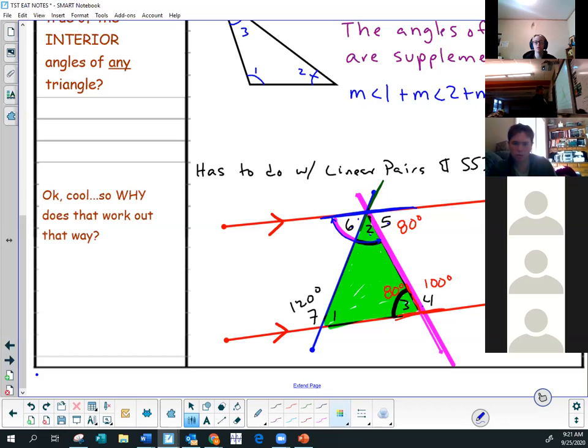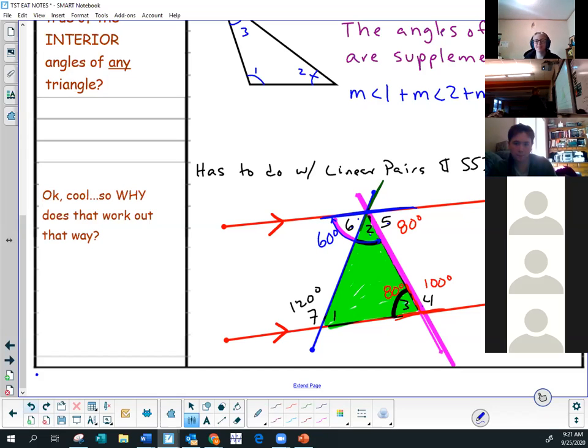It's going to be 80. What's going to be 80? Angle 6. Okay, so angle 6 has to be 80 degrees. I was thinking 60, but I could be wrong. Oh, no, yeah, I'm sorry. You're right, 60. I did the math wrong. Yeah. So it's going to be 60 degrees.